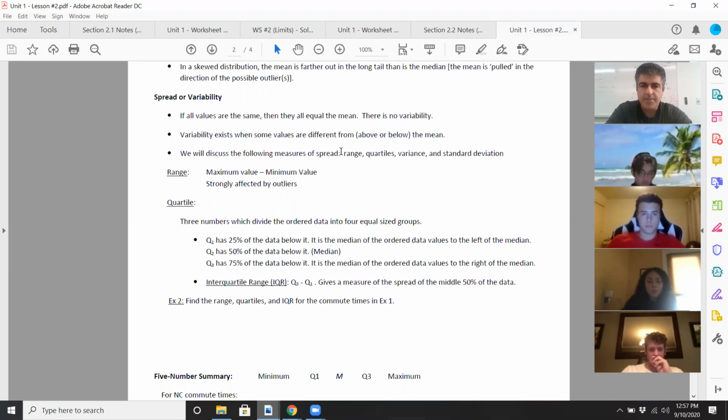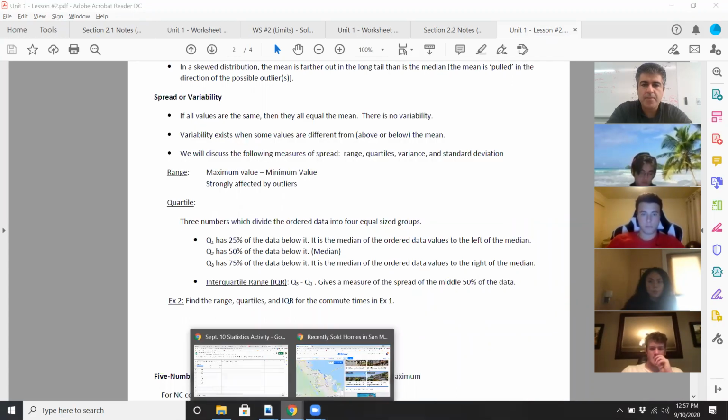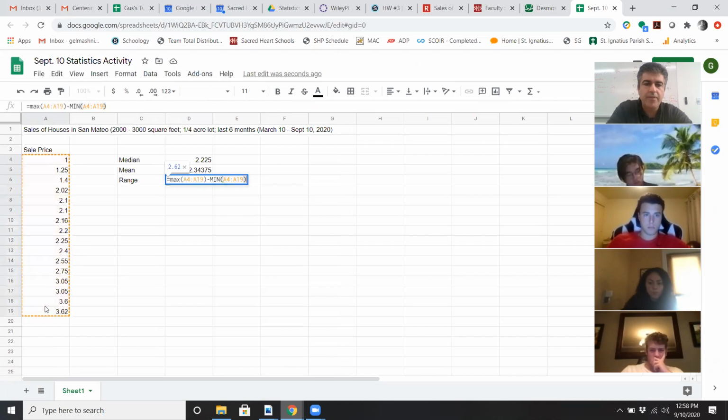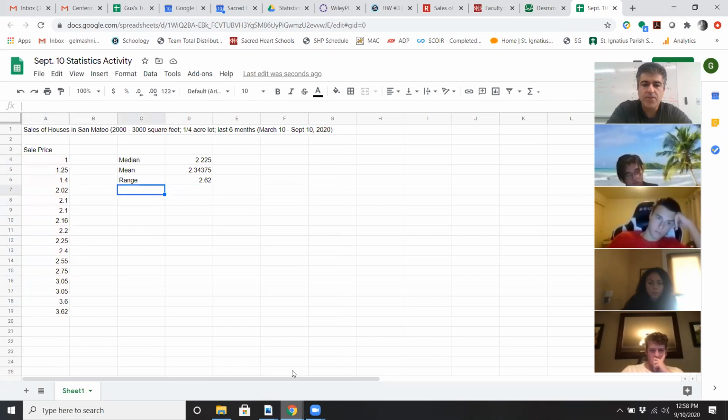Range is very, very easy. It's just the max minus the min. So going back to what we just did, and I'll share this with you guys, obviously my range, you just do equals max. I know it's 3.62, but you do minus min. But what if your data is not ordered, or what if there's just a lot of data points? You can just do that, and that gives me my range. So the range here was $2.62 million. So really easy calculation.